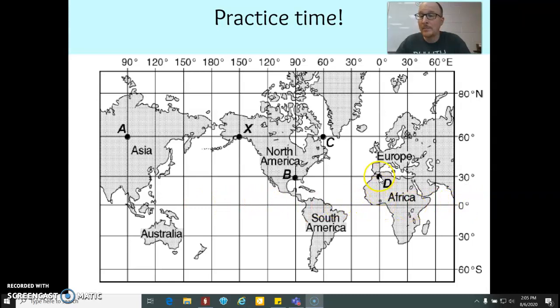D is one line above. And so we can see that line is 30 degrees. And is it north or south? It is north. So our 30 degrees north.